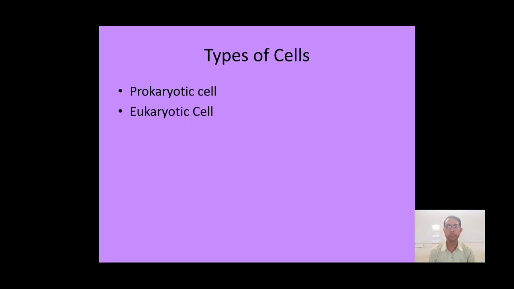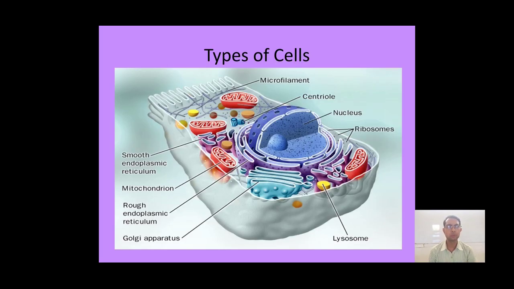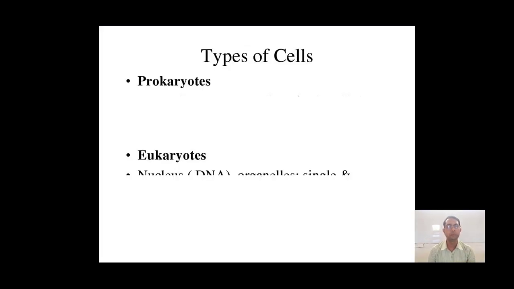Now there are two different types of cells. One we call a prokaryotic cell and the other a eukaryotic cell. These two types are based on the complexity of organelles inside the cell. Here is a typical cell structure which has different types of organelles. You can see there is a microfilament, centriole, nucleus, smooth endoplasmic reticulum, and different types of organelles. Depending on this complexity, we can say the cell is either prokaryotic or eukaryotic.